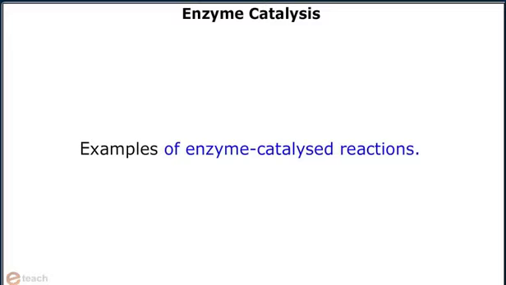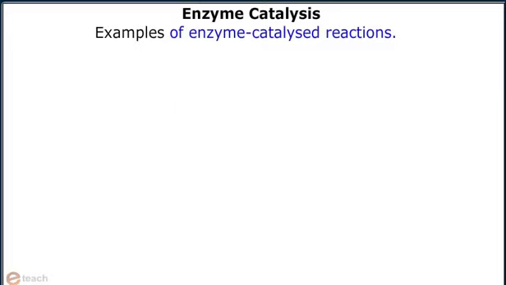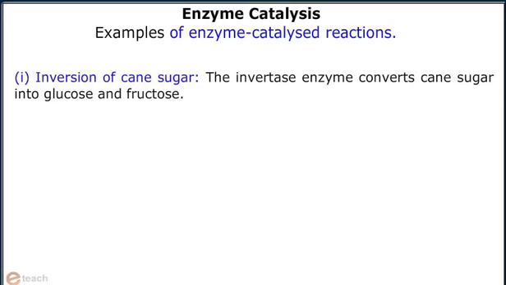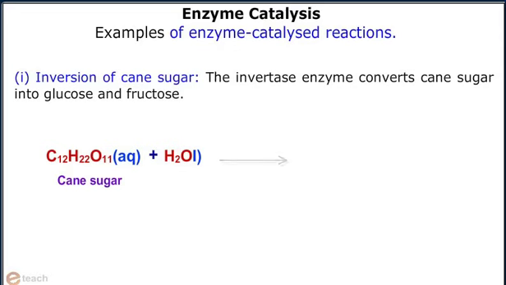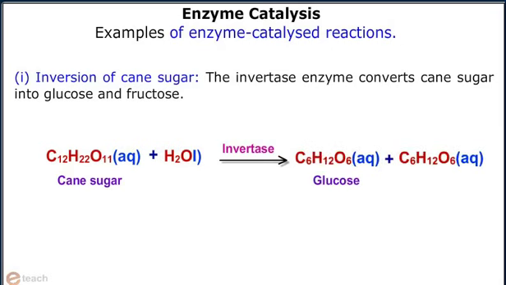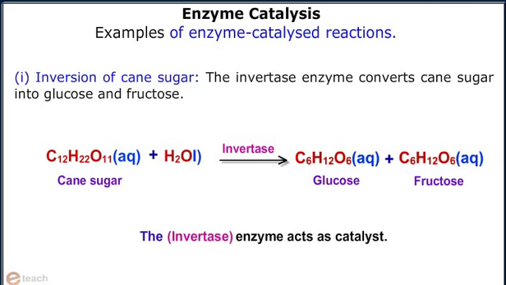Examples of enzyme catalyzed reactions. The first example is inversion of cane sugar. The invertase enzyme converts cane sugar into glucose and fructose. The reaction taking place is C12H22O11 plus H2O, in presence of invertase enzyme as a catalyst, gives C6H12O6 plus C6H12O6, that is glucose and fructose. The enzyme acts as a catalyst in this reaction.